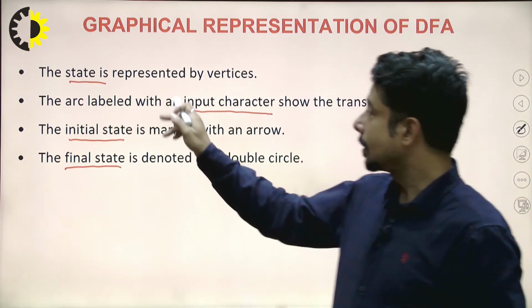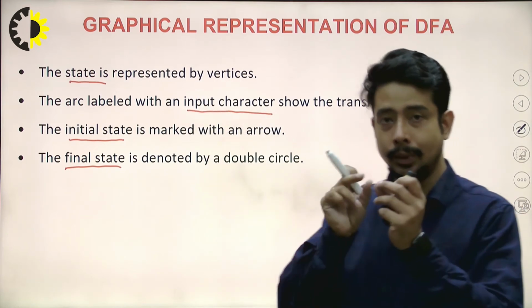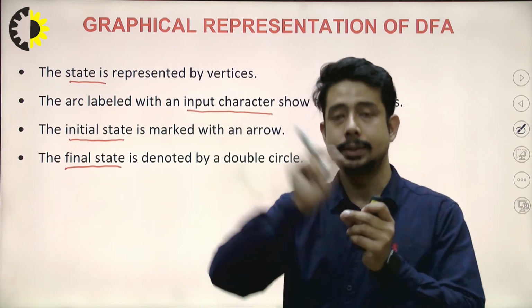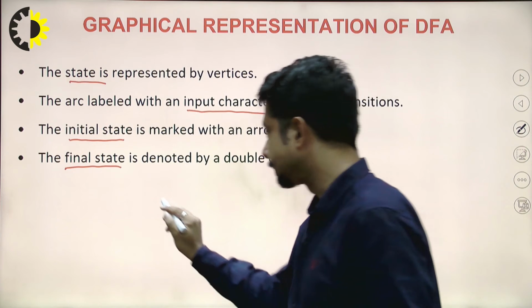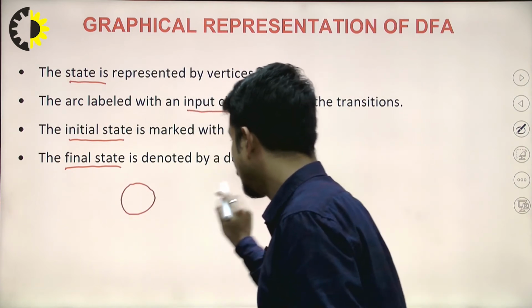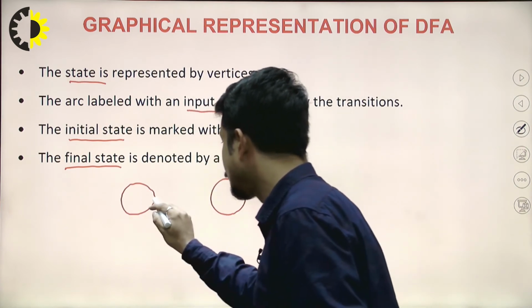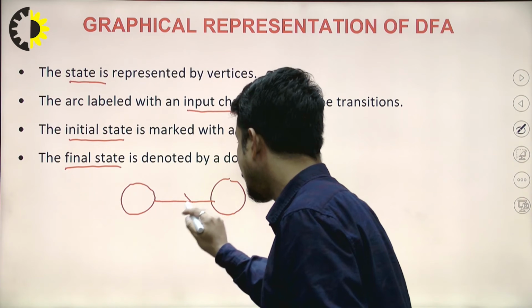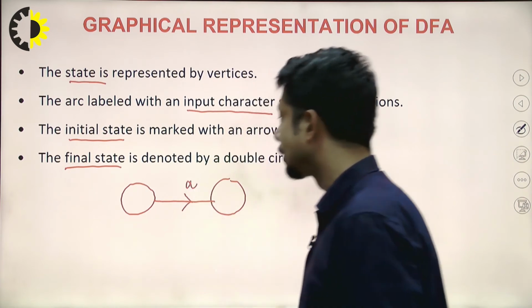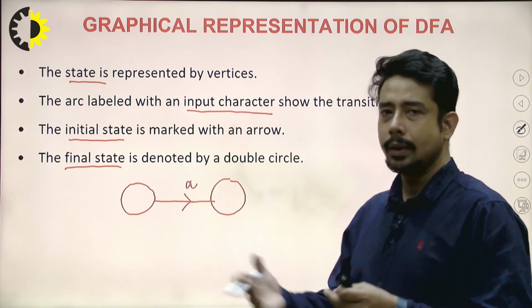Whatever input alphabet we have should be put on an arc drawn from one state to another state. If this is a state and this is another state, then the input character should be drawn on a directed arc, and this can be the input alphabet. It is A; you can have any input character.